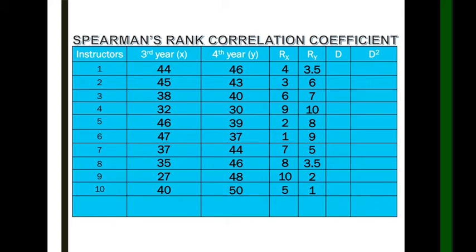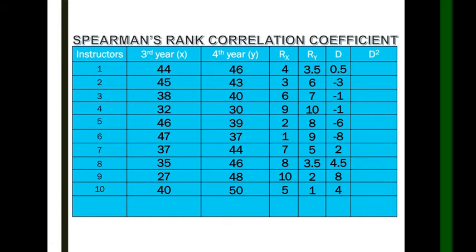Now, for the letter D, we will get the difference of the ranks. So 4 minus 3.5 is 0.5. 3 minus 6 is negative 3. 6 minus 7 is negative 1. 9 minus 10, negative 1. Then negative 6, negative 8, 2, 4.5, 8, and 4.